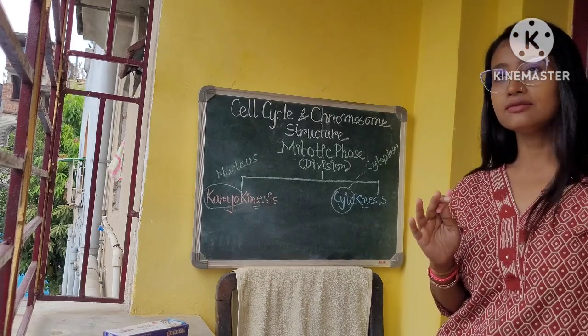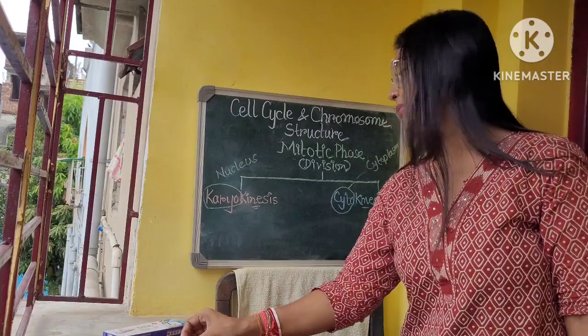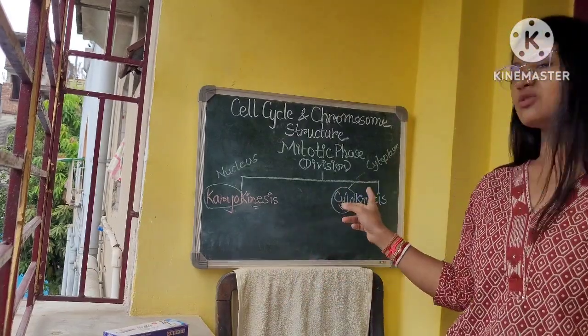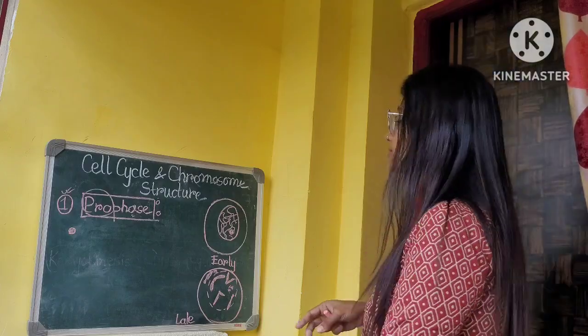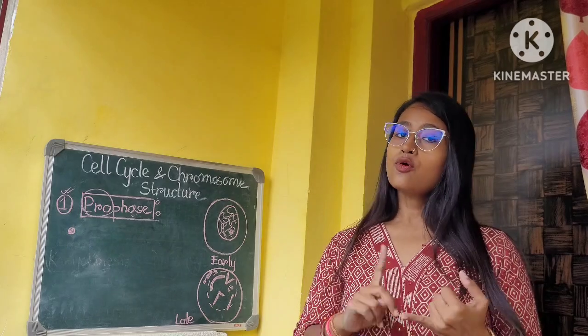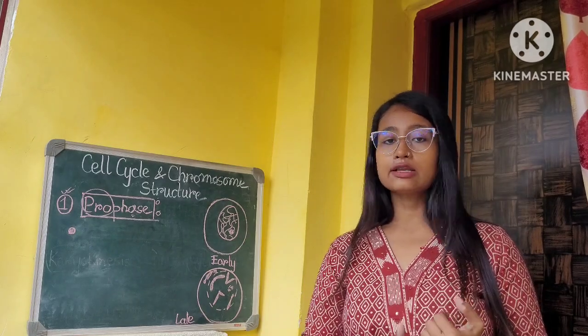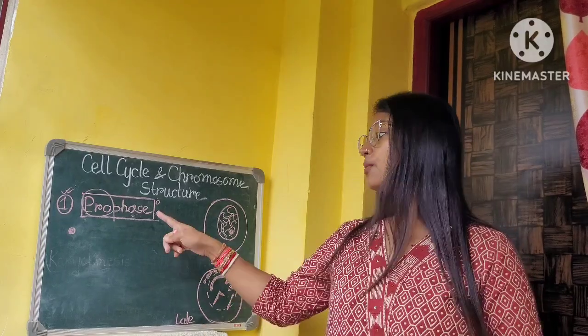4 main phases. We will discuss these 4 main phases, but not on this board because there is not enough space. We will discuss the stages of karyokinesis. The karyokinesis can be divided into 4 stages: prophase, metaphase, anaphase and telophase. At first we will discuss the first stage of karyokinesis, which is known as prophase.